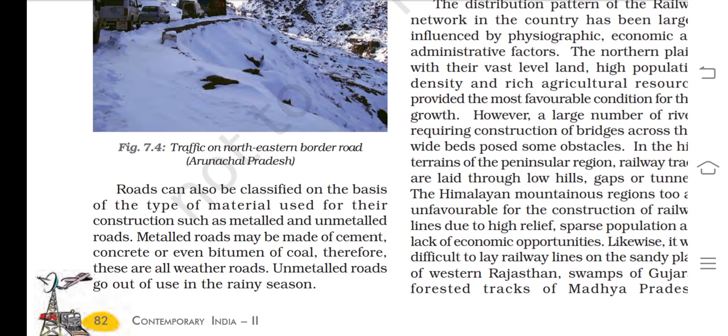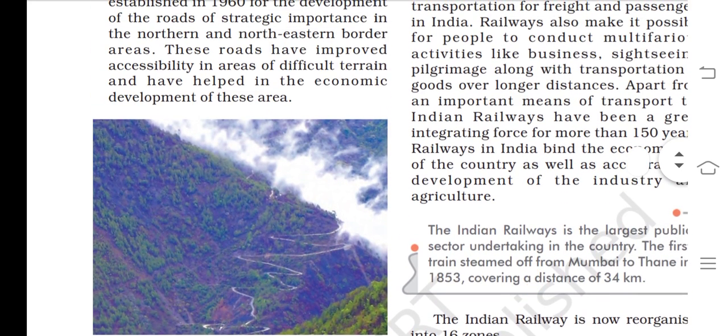Now we have a new topic, that is road density. Now what is the meaning of road density? Road density means the length of road per 100 square kilometer of area is known as density of roads. Distribution of roads is not uniform in the country. In India, the distribution of roads is not uniform.